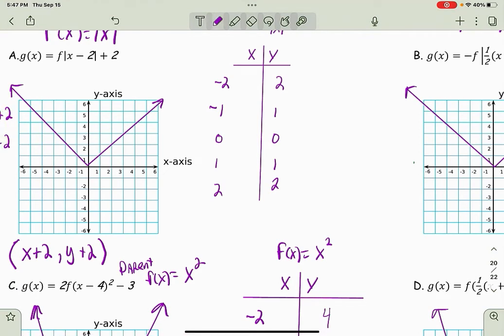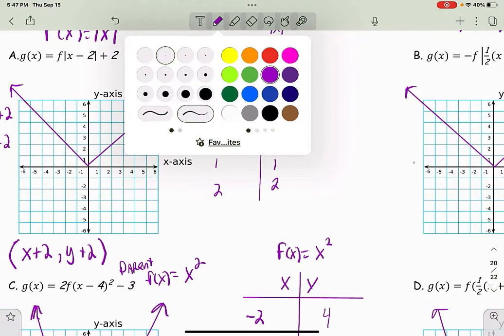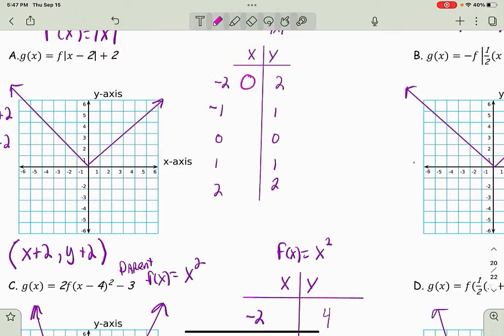And now we plug into our table. So we have negative 2 plus 2 is going to be 0. We have negative 1 plus 2 is 1. 0 plus 2 is 2. 1 plus 2 is going to be 3. And then we have 2 plus 2 is 4. Let's do our y. Y plus 2. So 2 plus 2 is 4. 1 plus 2 is 3. 0 plus 2 is 2. 1 plus 2 is 3. And 2 plus 2 is 4.